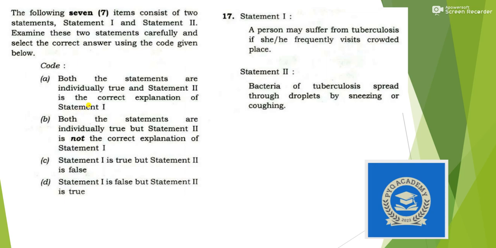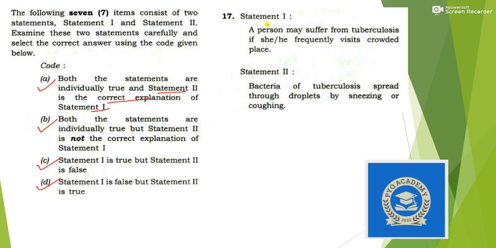This is a statement based question in which, if both the statements are true and the second statement is the correct explanation of the first, then we have to mark option A. If both the statements are true but the explanation is not true, then we have to mark option B. If statement 1 is true and statement 2 is false, then option C. And if statement 1 is false but statement 2 is true, then we have to mark option D. Now let's read the statements.